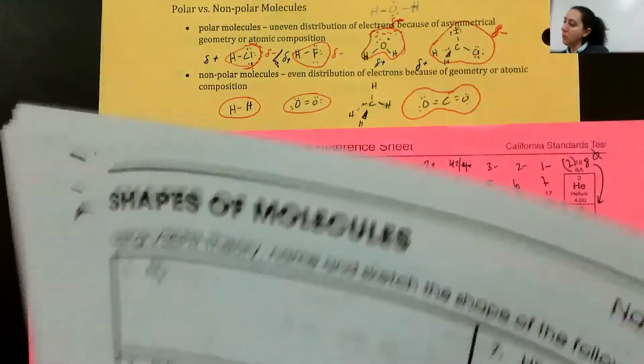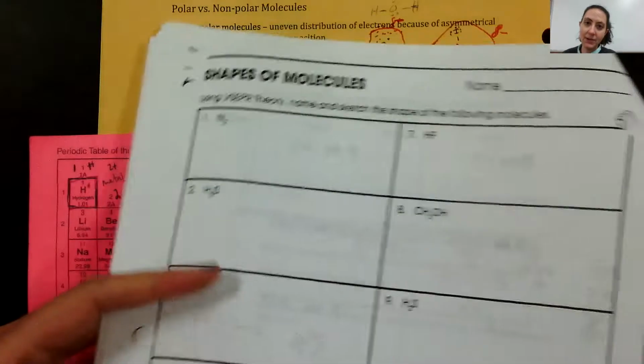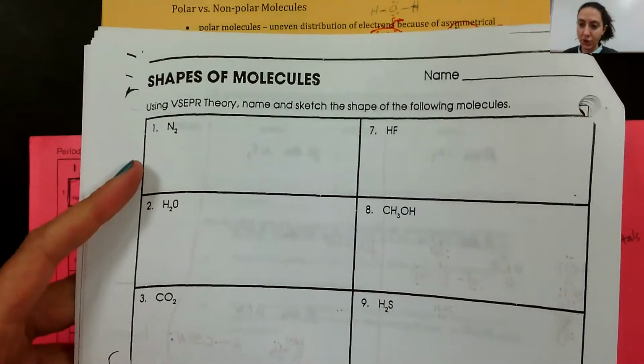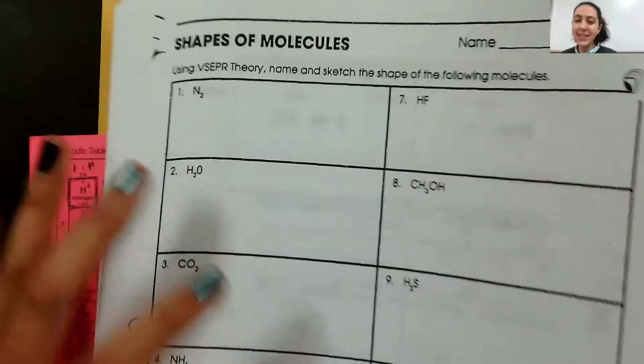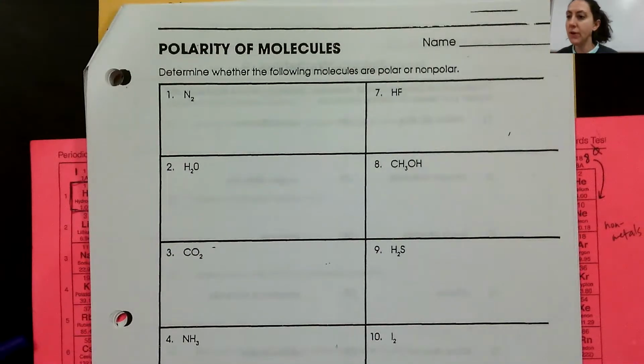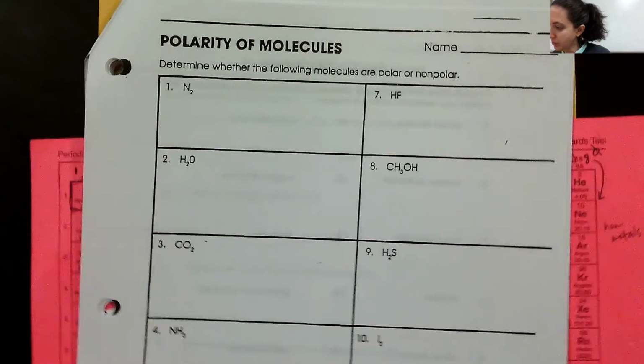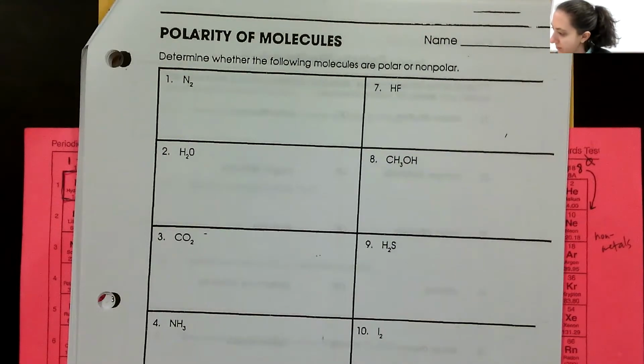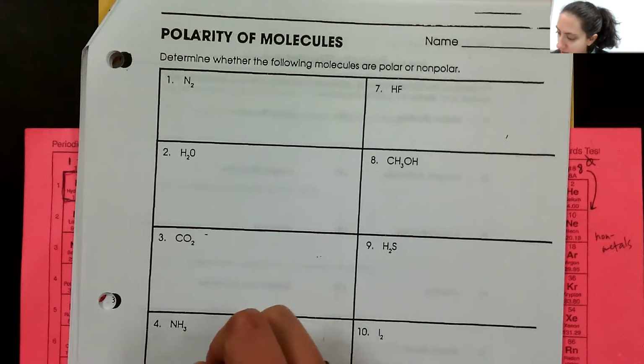Okay, so page 12, you hopefully already filled this out. This is the shapes of molecules, the VSEPR geometry. These exact same molecules are the same ones for this page. So let's go over a couple of these. We'll draw some diagrams and let's determine if we think these are polar or nonpolar. Let's pick out something we haven't done yet. Oh yeah, NH3, perfect.